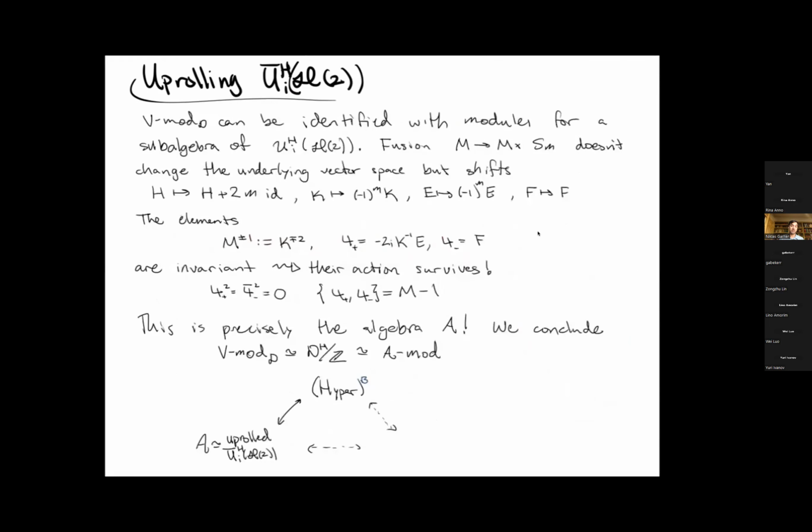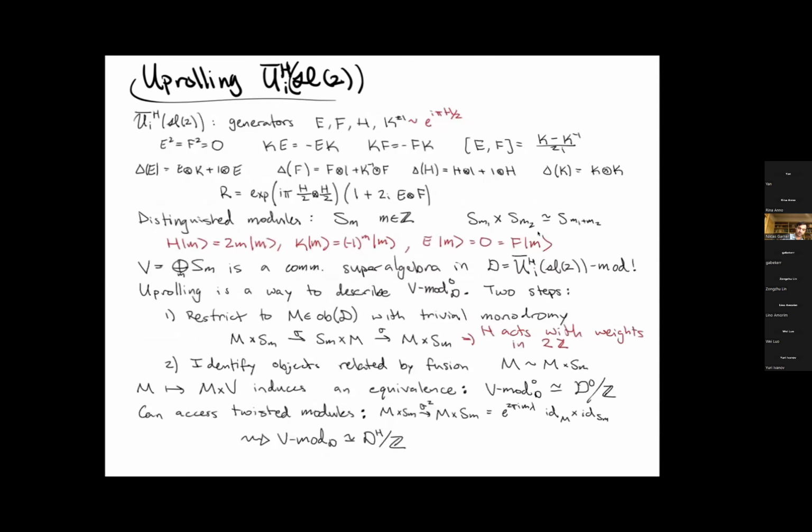It turns out we can do a little bit better. V mod can actually be identified with modules for a certain subalgebra inside of the unrolled restricted quantum group. Sorry, that should be a bar. And it sort of goes as follows. This was originally done for a slightly different submodule that I've mentioned here. Namely, if I had done a direct sum over the even M's rather than all M's. This was, again, done by Thomas Kreutzig and his collaborators. Here we're doing a sort of Z2 extension of that, where we include all integers.